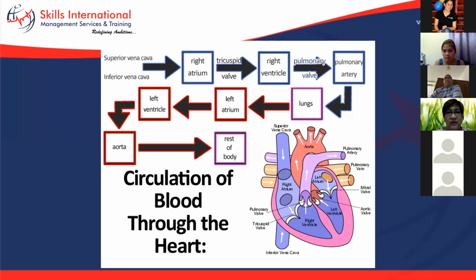So makikita ninyo how yung pumping ng ating blood. Sabi ko nga, within 24 hours, walang tigil yan. Nakahiga ka or nakatayo ka, naka-at rest, everything is working. Hindi siya humihinto. Once na huminto ito, means to say, ay wala na tayong buhay. So there is no pumping of the blood. Okay? So it means to say, yung heart mo, it stops. It stops functioning.